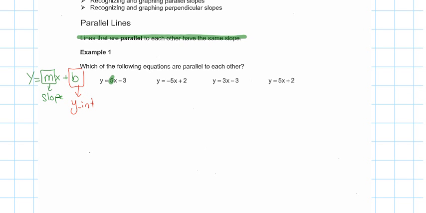What's your slope in this equation? Negative 5. What's your slope in the third equation? 3, just the number. What's the slope in the fourth equation? 5. So for two lines to be parallel, they have to have the same slope. Which two equations have the same slope? First and last.